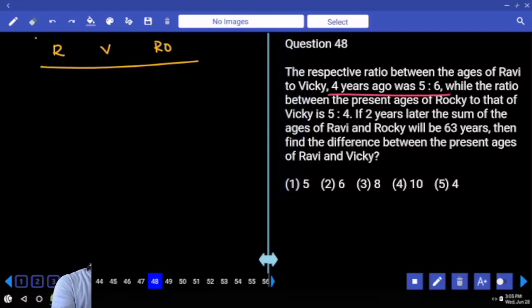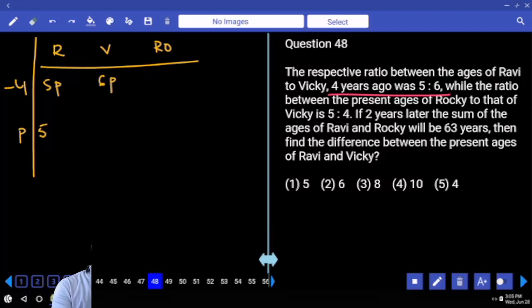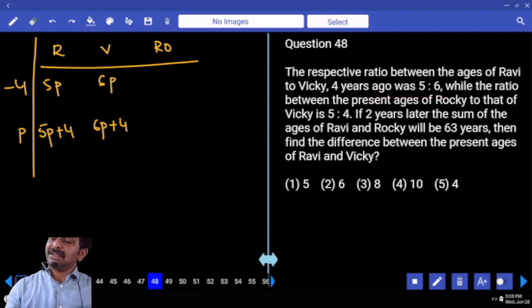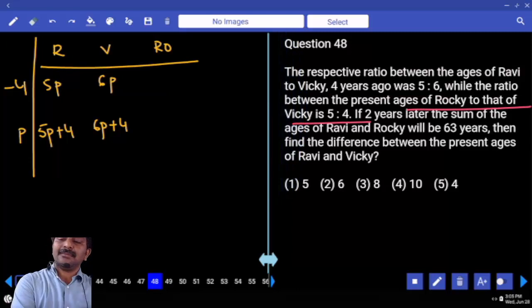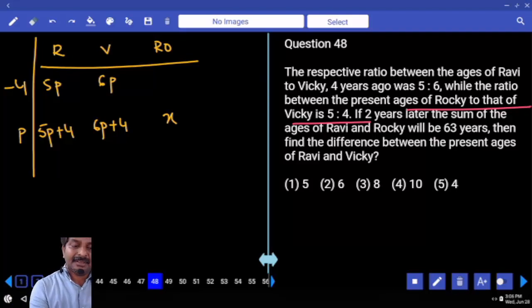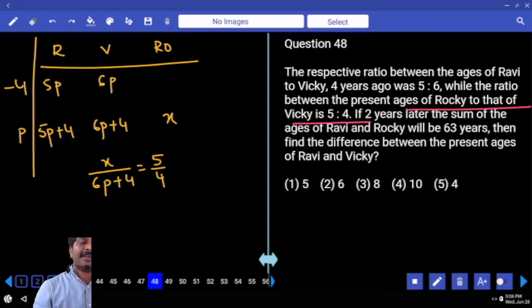4 years ago, 5 parts, 6 parts. 4 years back, correct? Then at present it will be +4 +4, correct? Now Rocky and Vicky are in the ratio 5:2. Rocky's age we don't know, let it be X. That means X by 6 parts plus 4 is equal to 5/4.